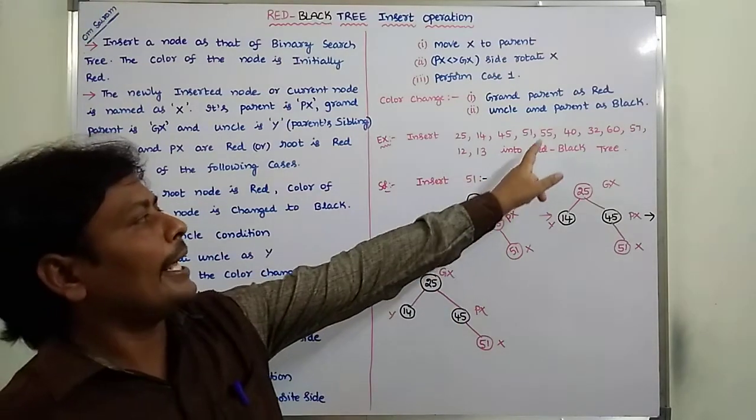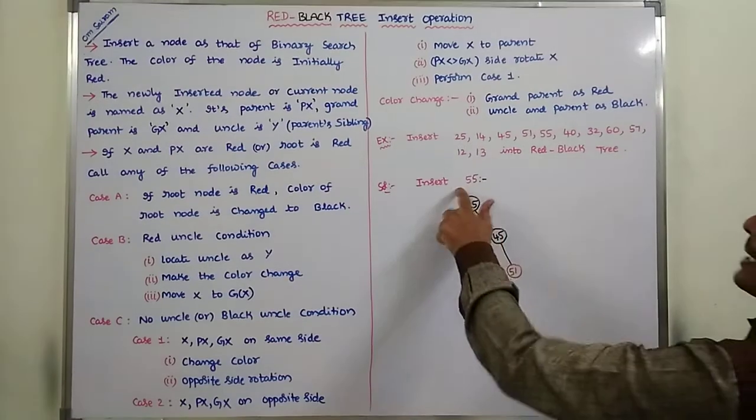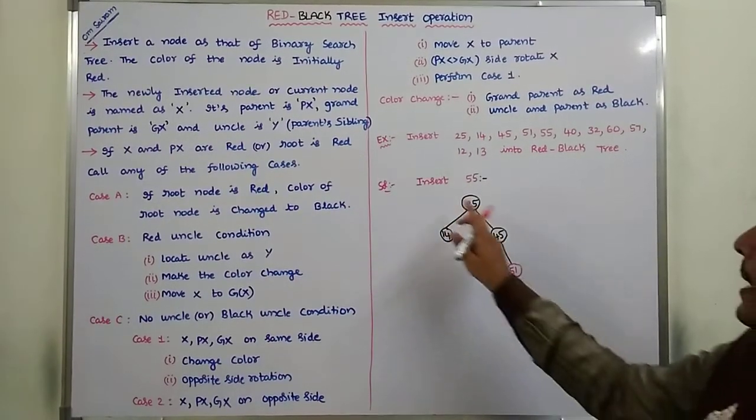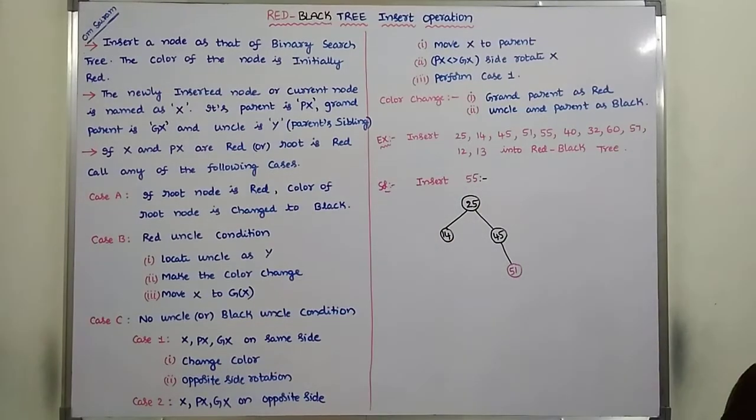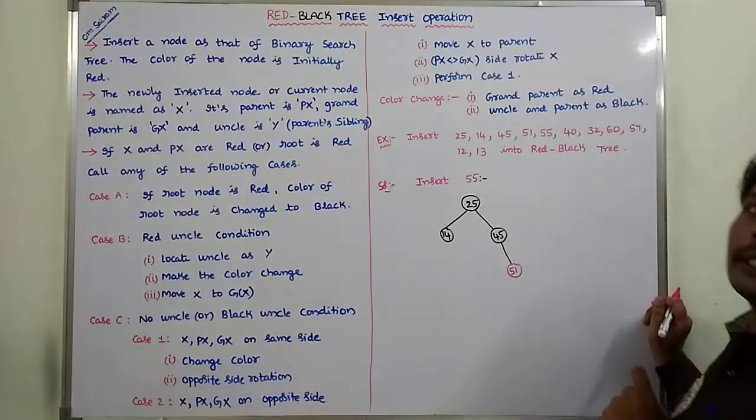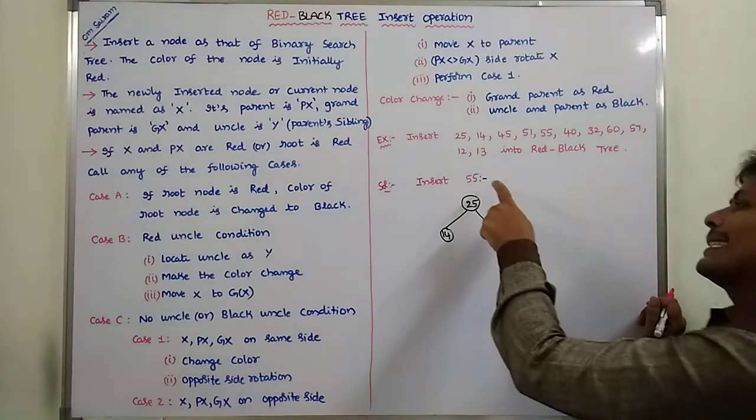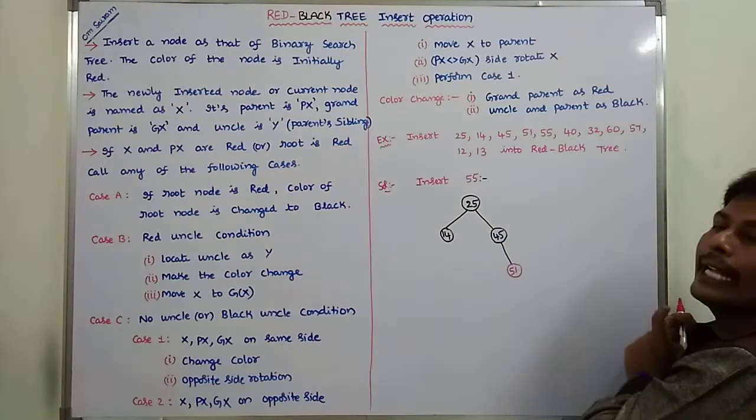Now we go for inserting 55. So before inserting 55, this is the obtained red black tree. Now we are inserting 55. Now 55 is compared with root node 25. It is greater than 25. So then we go to the right hand side.